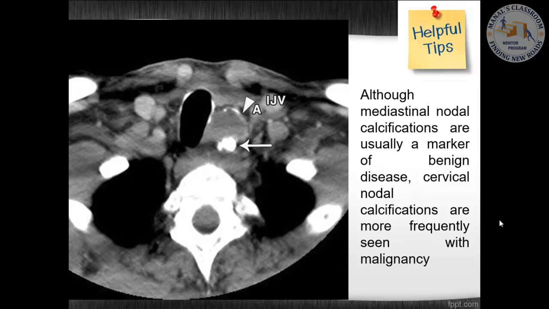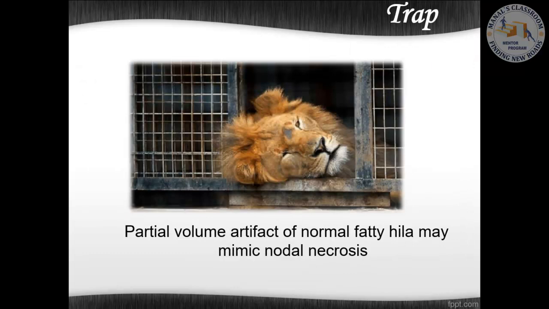The helpful tip about calcification: usually in the mediastinal nodes, calcification is a sign of benignity. But in cervical lymph nodes, calcification is not a good sign. It's more frequently seen with malignancy. So when we see necrosis, we have to think about metastatic lymph nodes, and when we see calcifications in the lymph node, we have to be suspicious.